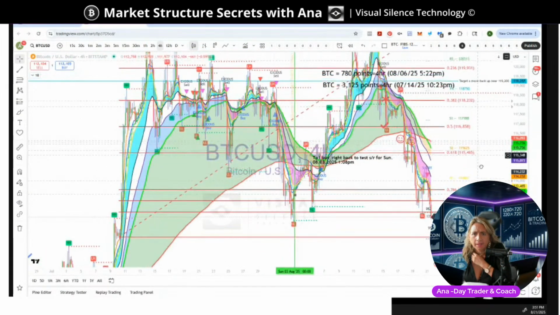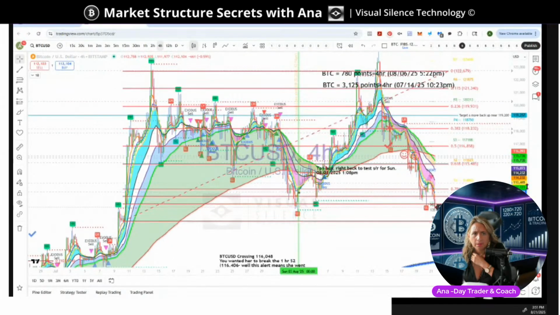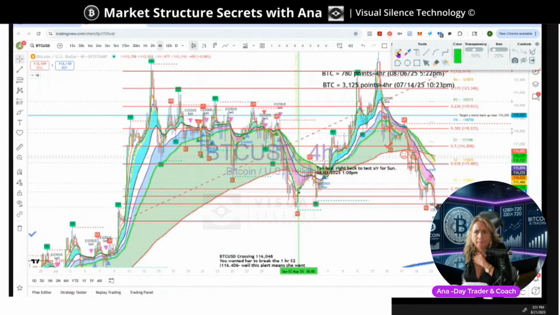Okay, so here's Bitcoin. Look at that. She's doing a 100% retracement. See that? She's right here, and she's going to go back and hit this zone again. That is 111, actually. So she's at 112. So 1,000 more points.